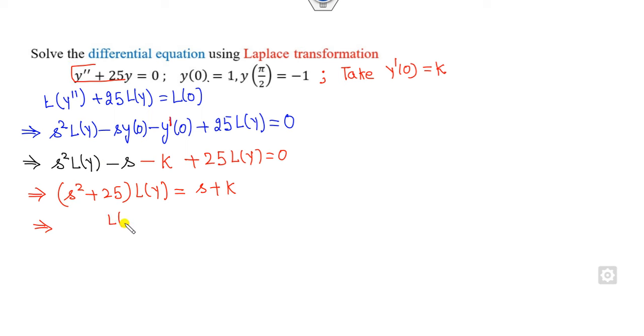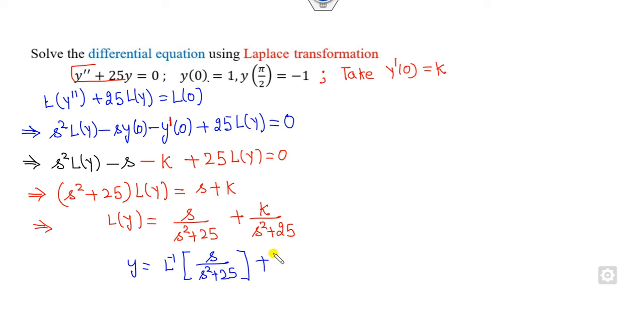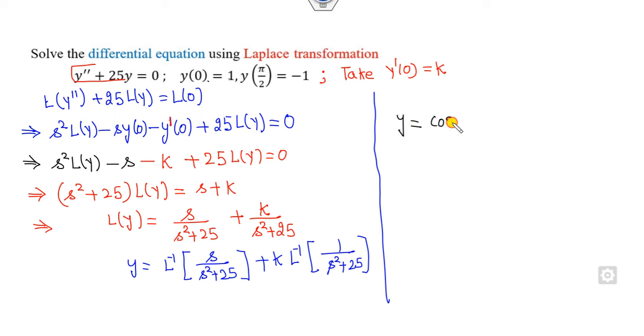So can you find the value of L of y? L of y will be s over s square plus 25 plus k over s square plus 25. Now you can find the value of y, which is L inverse of s over s square plus 25, plus k, which is a constant and is outside, L inverse of 1 over s square plus 25. Now can you find the answer of this? So y will be cos 5t plus, how can you do that? I can multiply by 5 and divide by 5 so that it becomes a sine. So it is sine of 5t.